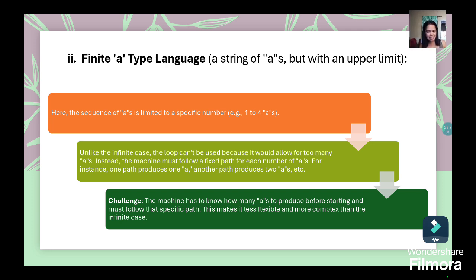For instance, one path produces one A, another path produces two A's, and so on. So the challenge in the finite A type language is that the machine has to know how many A's to produce before starting and must follow the specific path. This makes it less flexible and more complex than the infinite case.